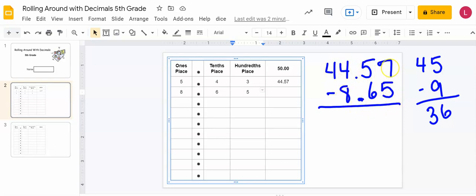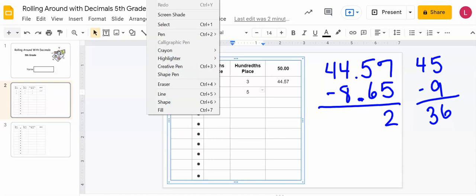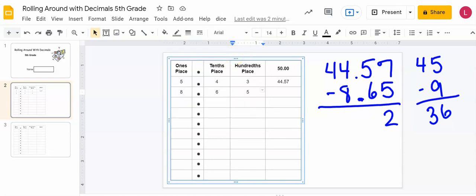Okay, so 7 hundredths minus 5 hundredths is 2 hundredths. Oh, and a common mistake would be to do 6 minus 5, but it's not. It's 5 tenths minus 6 tenths. So I'm going to have to do some renaming. Here, I'm going to change my pen color. And I'm going to use some of these ones here and make 15 tenths.